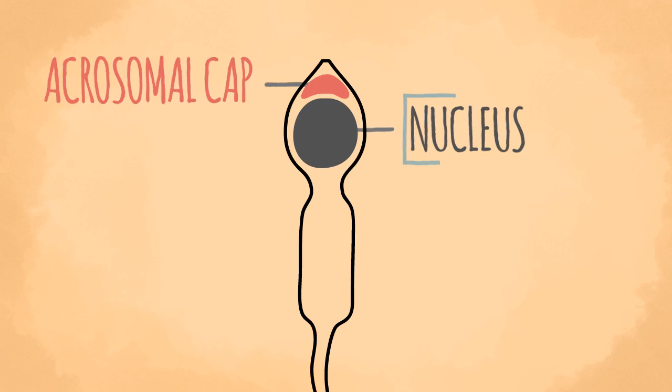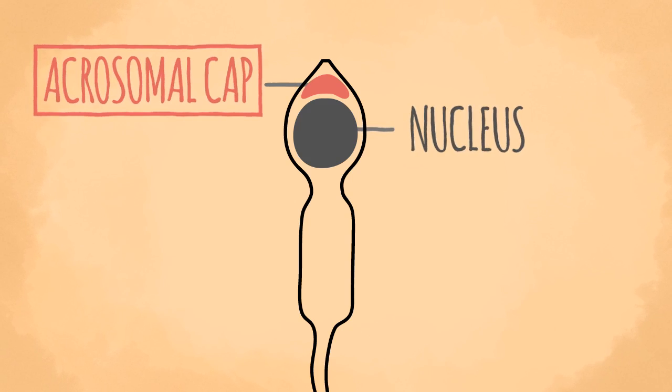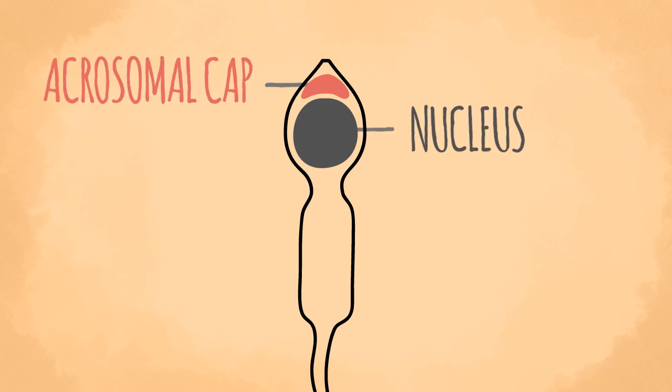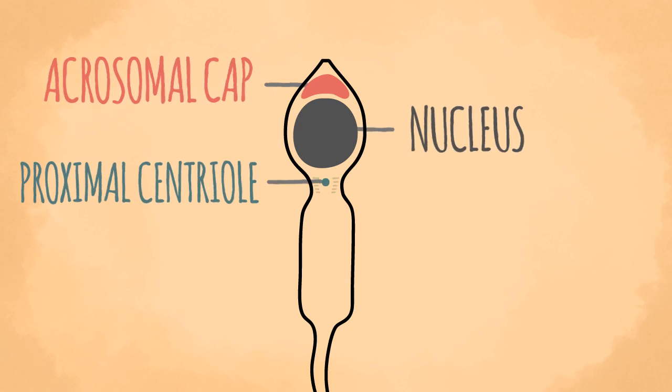The nucleus contains 23 highly condensed chromatins which make it extremely resistant to stresses. The acrosome contains enzymes which help in the penetration of the sperm into the ovum during the fertilization. The neck contains a proximal centriole and a basal body.